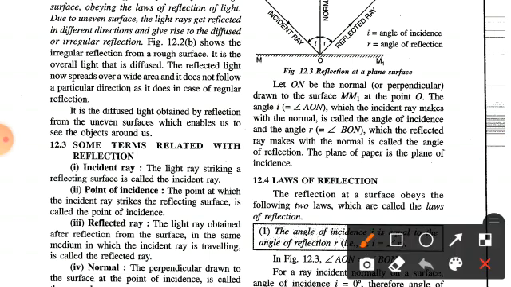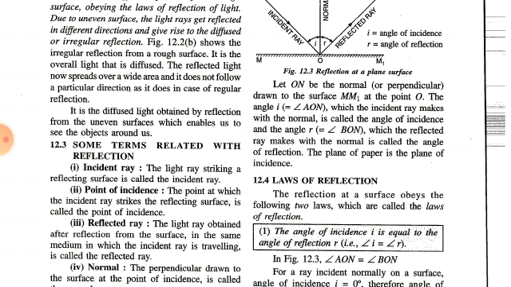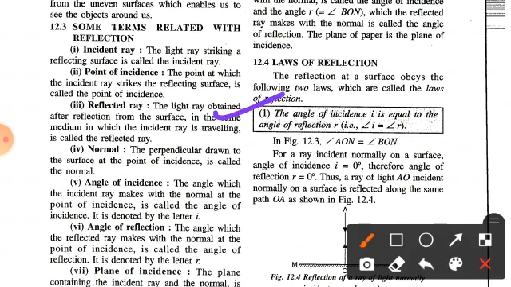Now what are the laws of reflection? The reflection at a surface obeys the following two laws, which are called the laws of reflection. The first one is that the angle of incidence, that is i, is equal to the angle of reflection. So we can write angle i equals angle r.